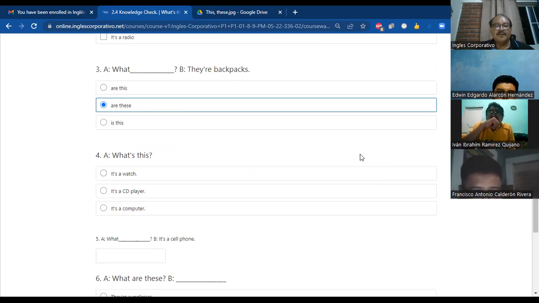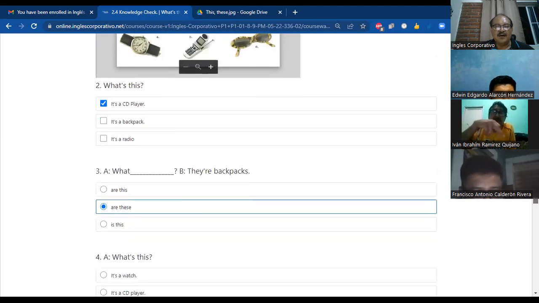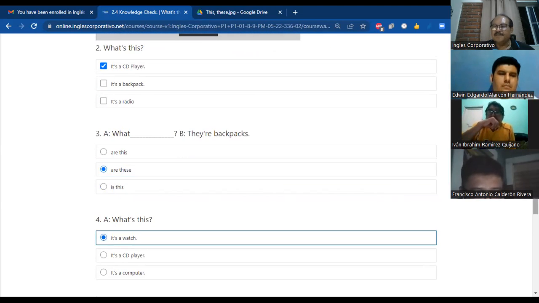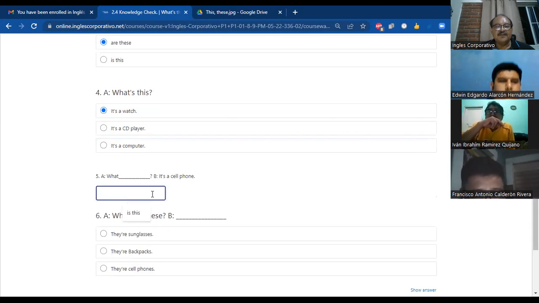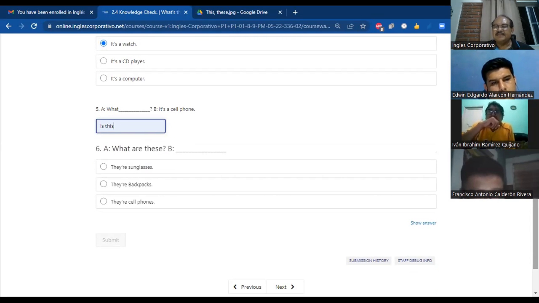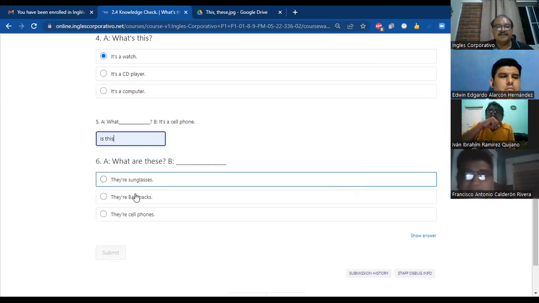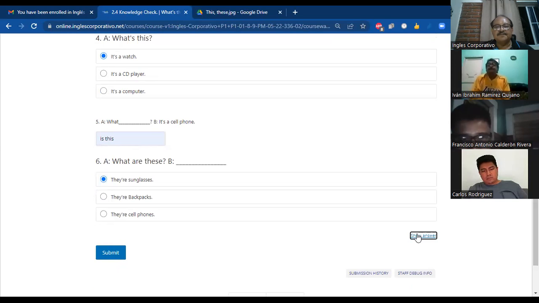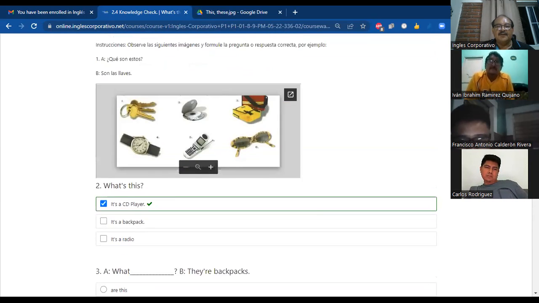Number four. What's this? It's a watch. Uh-huh. It's a watch. A watch. Number one. It's a watch. The watch, number one, yes. And the number five. What is this? What are these, right? What is this? It's a cell phone. Number six, what are these? They are sunglasses. They are sunglasses, correct. And there you go. Show answers. They are correct. Okay, correct, correct, correct. No problem.